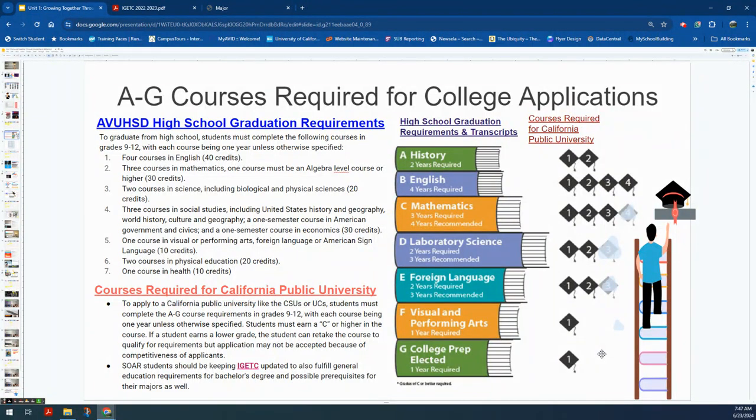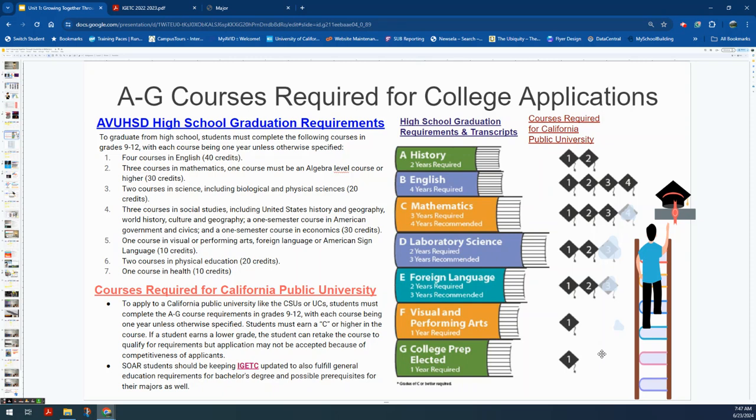Looking at A through G courses required for college applications, the first step is always high school graduation requirements, because the high school graduation requirements are needed for graduating high school with a high school diploma, and these requirements may be different from college application.